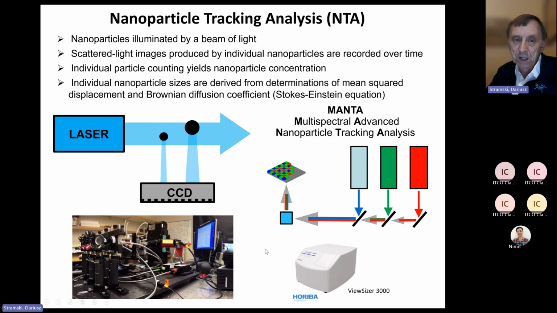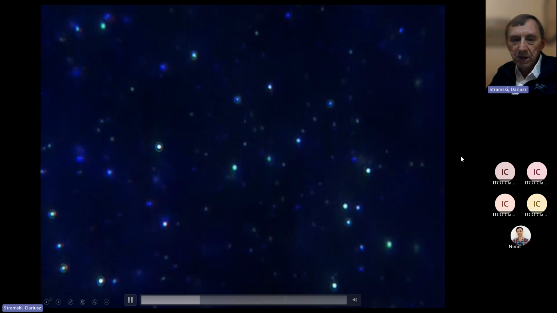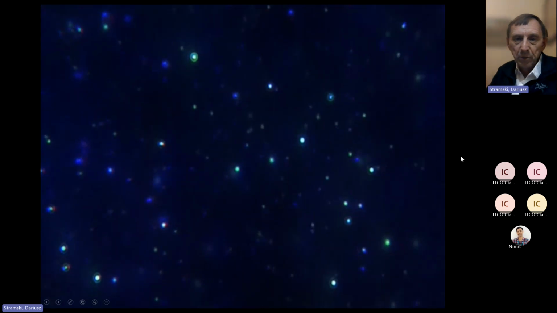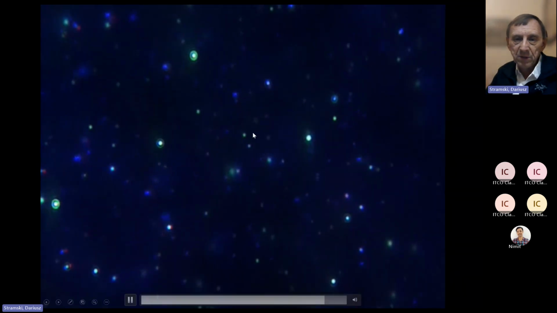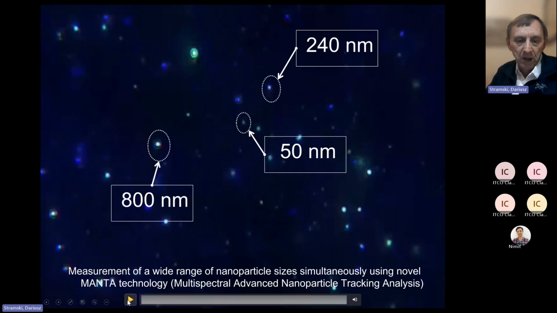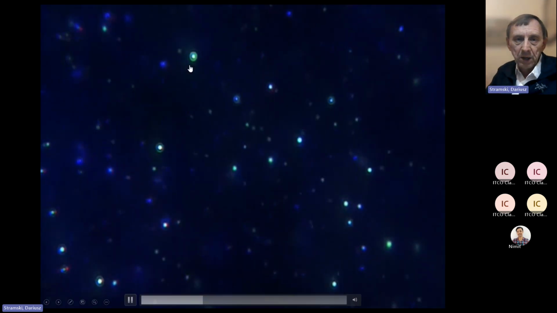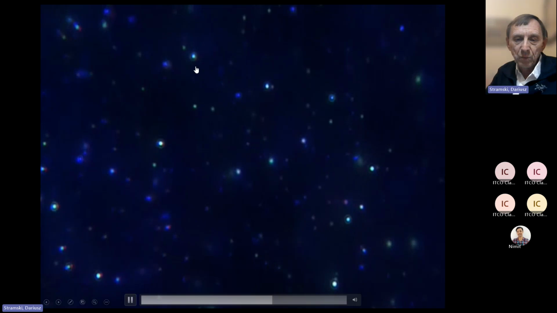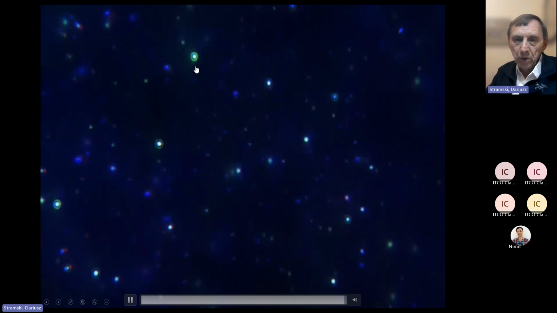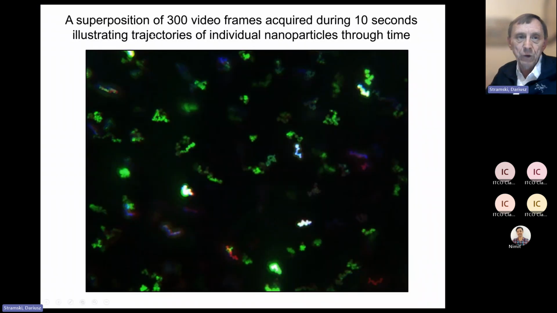So the data of submicron particle size distribution have been already acquired with this instrument at sea. So you can see this instrument in action. You can see nanoparticles in Brownian motion. You can see some small particles moving faster, and you can see larger particles moving slower. So you can collect movies like this. For example, this is a superposition of 300 video frames acquired during 10 seconds.